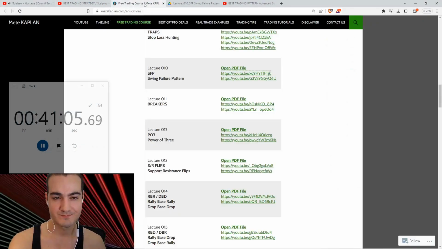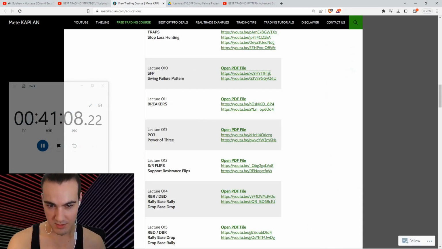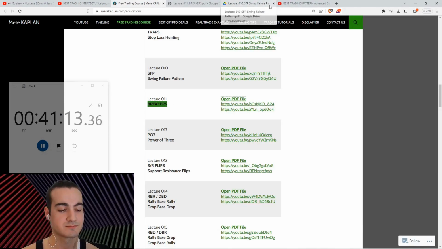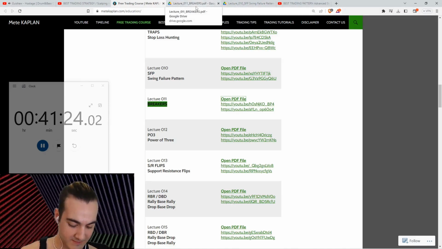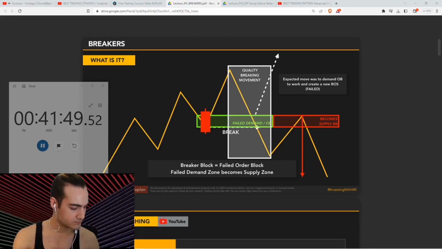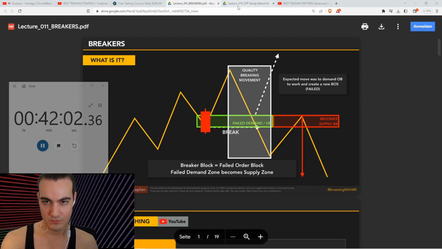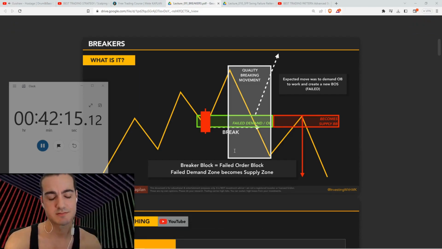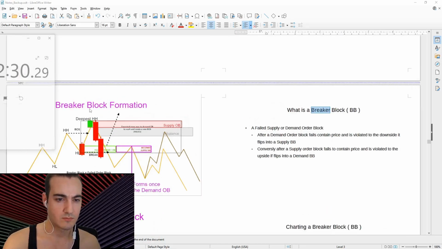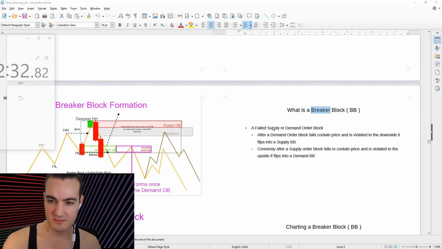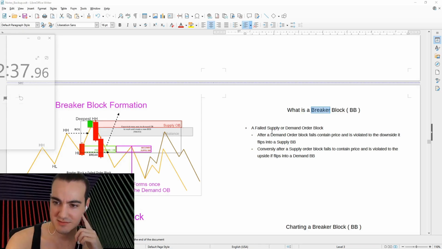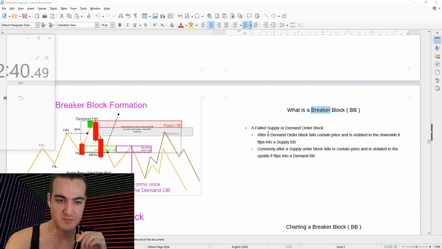So let's move on. Breakers. That sounds exciting. A failed supply or demand order block. After a demand order block fails to contain price and is violated to the downside, it flips into a supply breaker block.